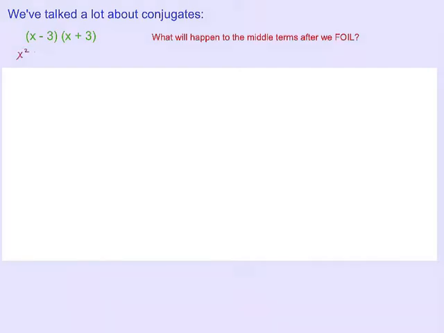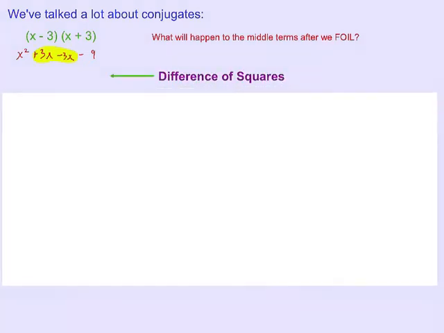When you multiply the x times the 3, and then the negative 3 times the x, those two terms will always be opposites of each other, and they will always cancel each other out. Always, always, always. When you multiply two conjugates, those two middle terms will cancel out. And what you'll be left with is just x squared minus 9. We've given that a name. X squared minus 9 is called a difference of squares.